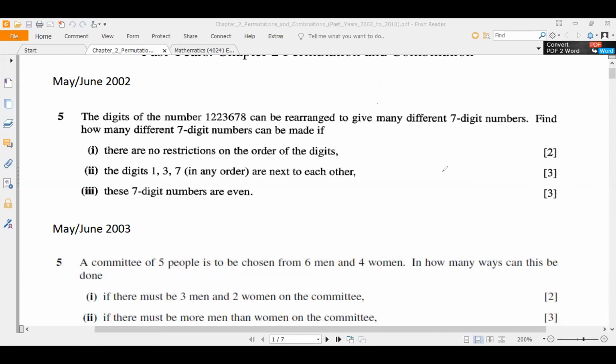Okay, here the digits. So what's the answer of part 1? There are 7 digits. So all you want to find is the total number of numbers that can be made. So 7. All of them can be switched. So 7 factorial.